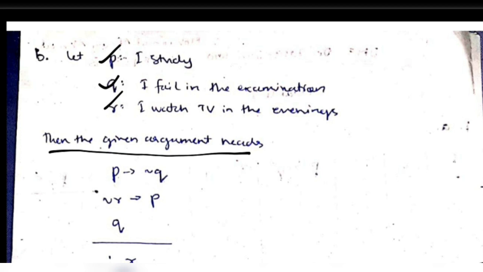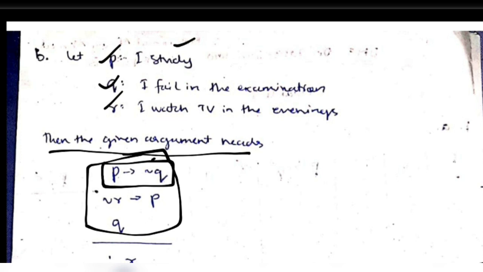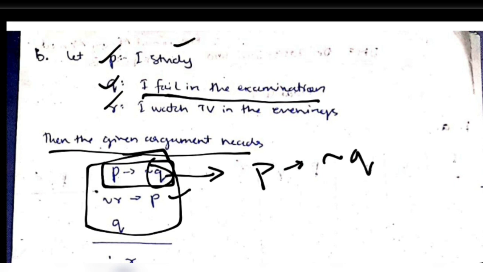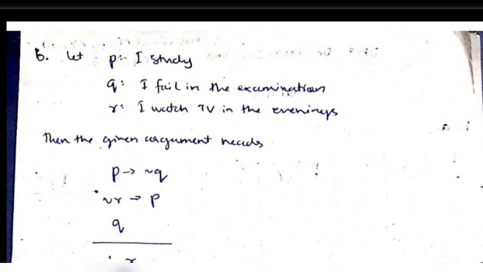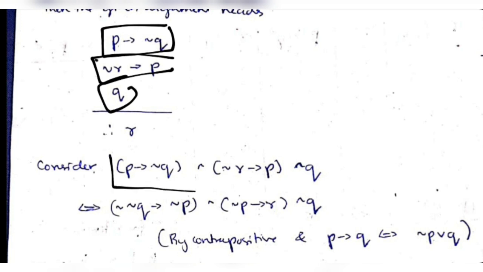Then the given argument according to the statement we'll write here. P conditional not Q. For example, P is I study and not Q is I will not fail in the examination. So the first statement was, if I study I will not fail in the examination. So it's represented by P conditional not Q. Similarly the second and the third sentence. Then after that we have the conclusion which is R. Then what we have to do is take the AND of all these 3 sentences and write it in a single statement here. Okay, and then we have to simplify this.